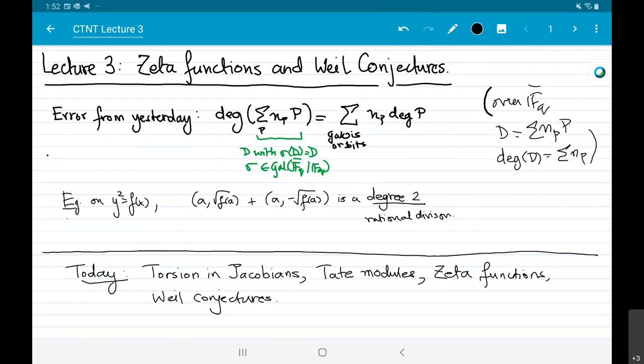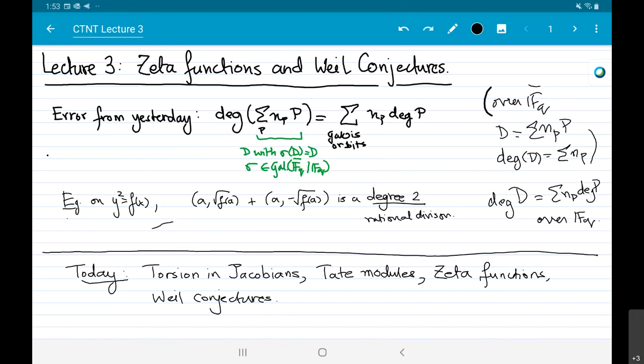However, if you try to directly say that over a fixed field F_q, degree D equals n_P times degree P, you start running into weird problems. So this becomes a divisor of degree 4, not fun.